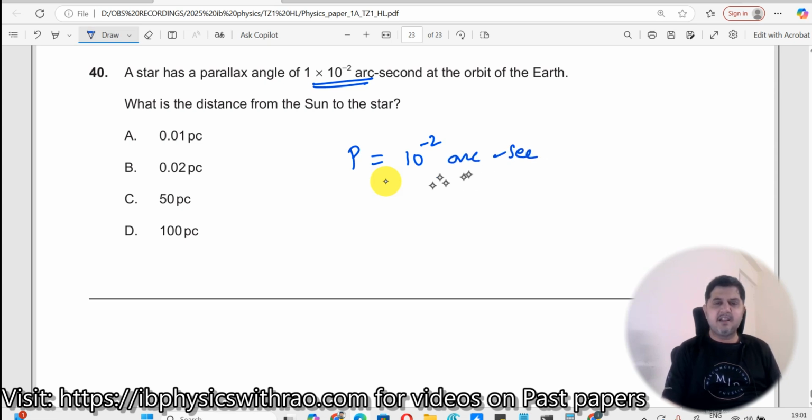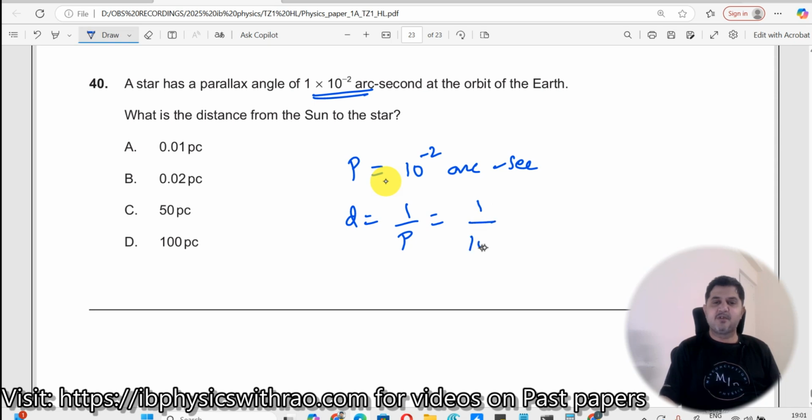We can find the distance in terms of parsecs using the formula d is equal to 1 by p. So I'll just substitute 10 power minus 2 over here, which would be equal to 100 parsecs. The distance of the Sun to the star is given by 100 parsecs. It's a very standard formula that we have. You just need to know this one.